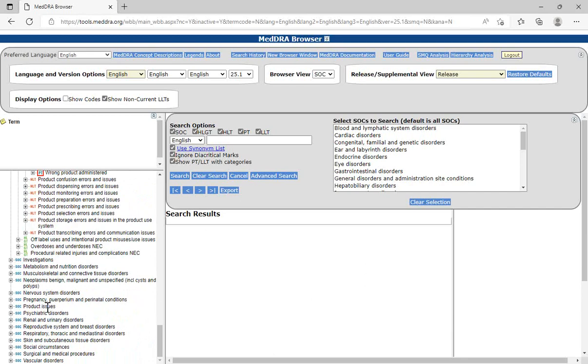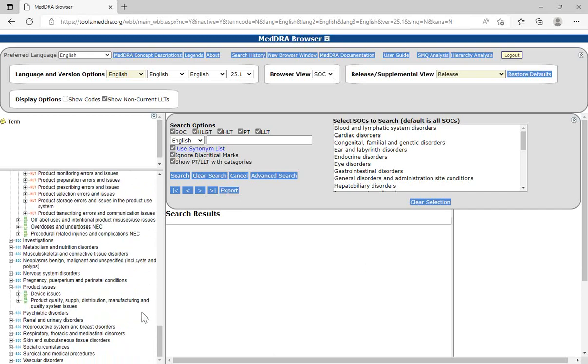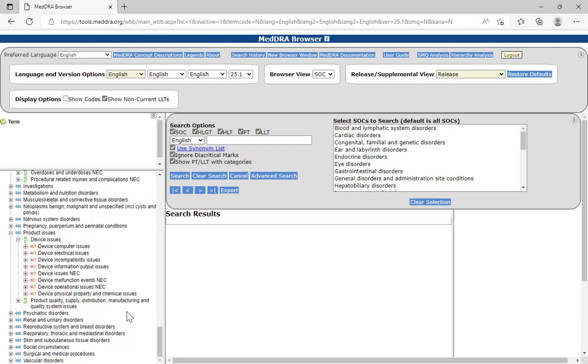Here, this is a relatively new SOC that was added in version 19, so I'm not too familiar with it, since it's the newest SOC that was added. What I'm looking for, like I said, is that the tube is some type of device. So let me look under that HLGT of device issues. When I look in that HLGT, I ask, well, what happened?